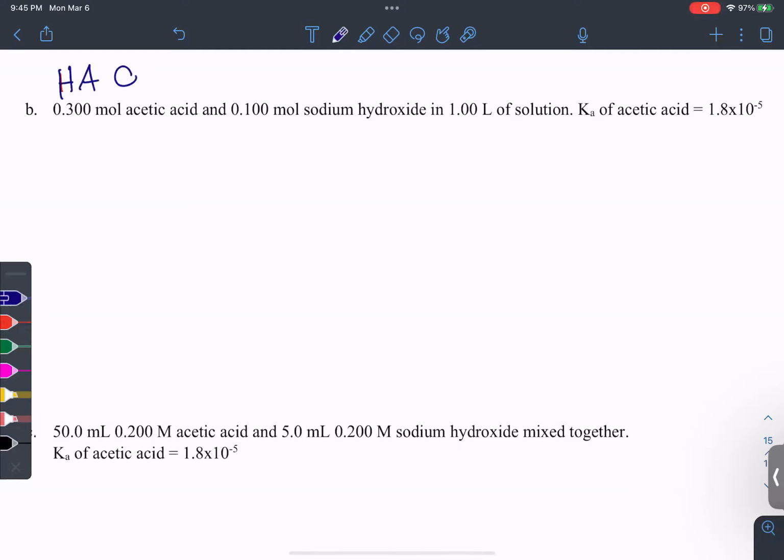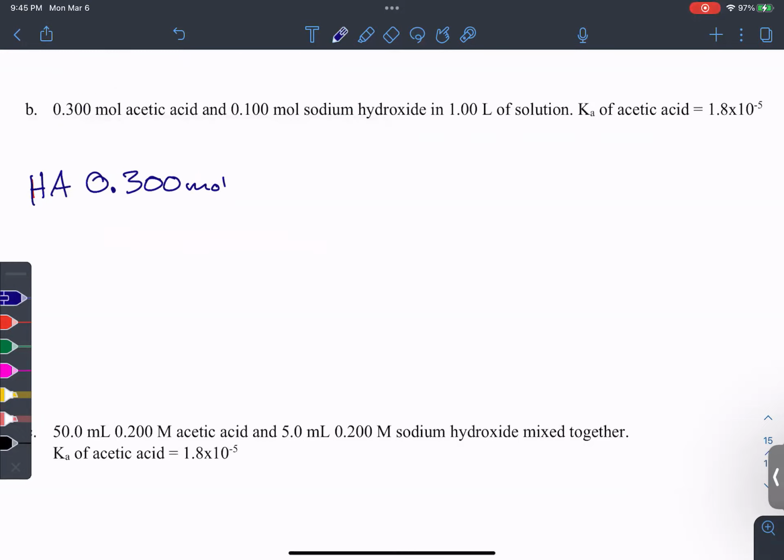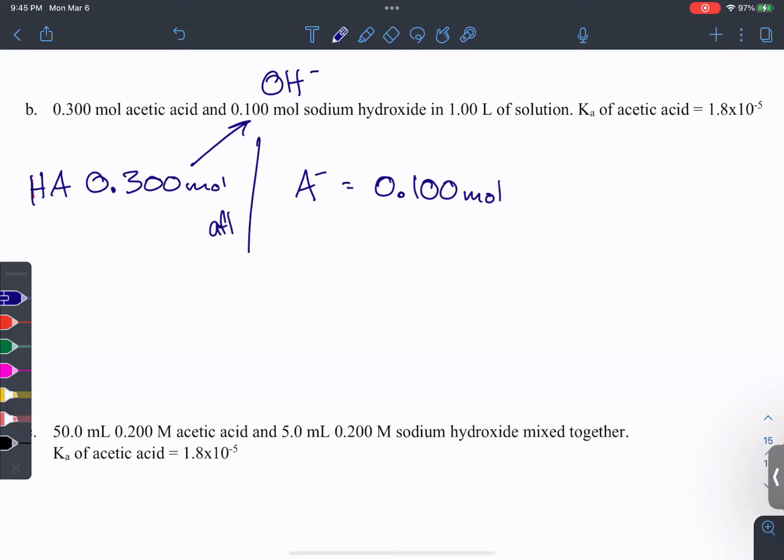So HA, I have 0.300 moles of it. And it's reacting with 0.1 mole of sodium hydroxide, so hydroxide. So what's my limiting reactant here? Hydroxide. So after neutralizing it, I neutralize it to A-. I should only have 0.100 moles of A- after neutralization. All right, so this is after. I'm doing a lazy BCA table. I'm not doing the full one. If you look at the key, you'll see the full one.